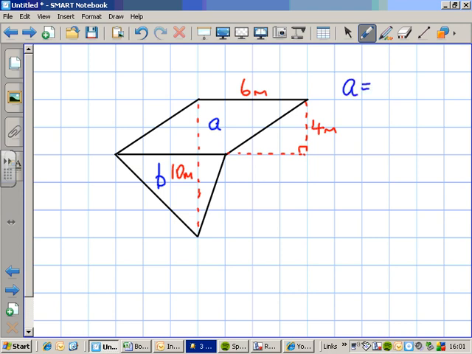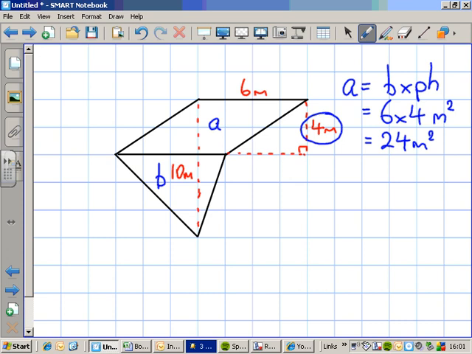So I reckon we always start with the formula, boys. The formula for the area of a parallelogram is base times perpendicular height. Well done. And what's the base of this parallelogram? Well done. And the perpendicular height? It's given over here, isn't it? It's 4. So it's 6 times 4. The answer will be in meters squared, because we're talking about area, aren't we? Okay, and 6 fours are 24 meters squared. There we go. That's the area for A.